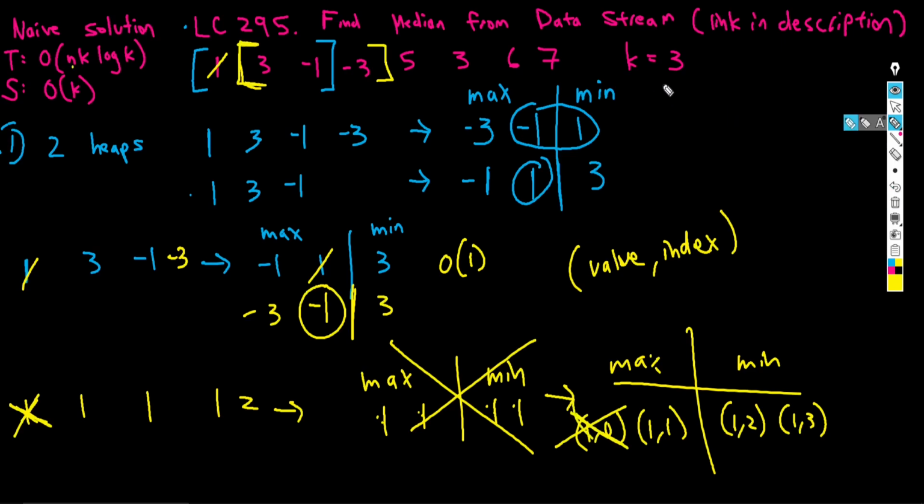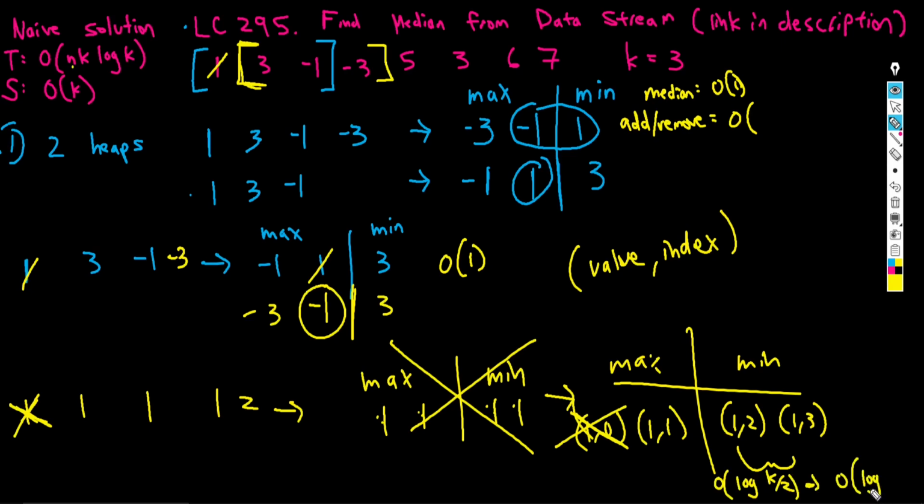Next, let's calculate the time and space complexity of our optimized solution. Finding a median is O(1) time. Adding and removing elements from our sliding window is going to be... If you notice here, our sliding window consists of 2 heaps, and each heap is of size k/2. And to add or remove an element from a heap of size k/2 is log(k/2), and that simplifies to O(log k).